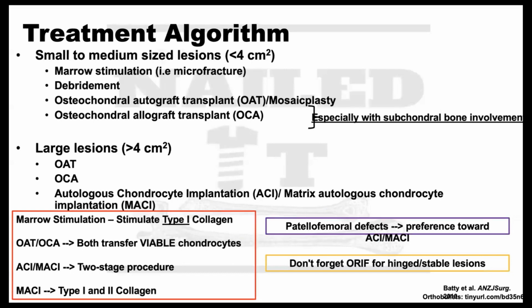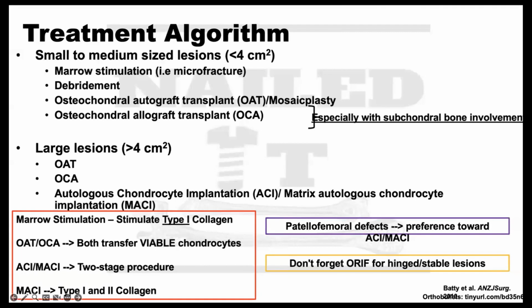So the treatment algorithm, and this is just a general overview, and I'm sure we'll see more nuanced things in these papers, but essentially you can do marrow stimulation, like a microfracture to stimulate fibrocartilage, debridement, osteochondral autograft transplant or OATS or mosaicplasty, and then osteochondral allograft transplant. Those last two are especially important when you look at subchondral bone involvement.